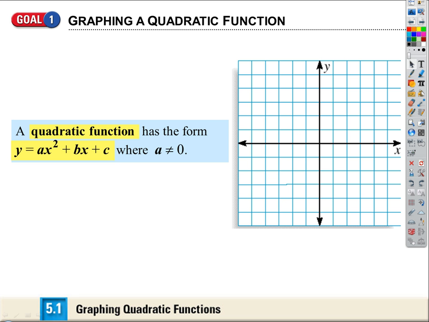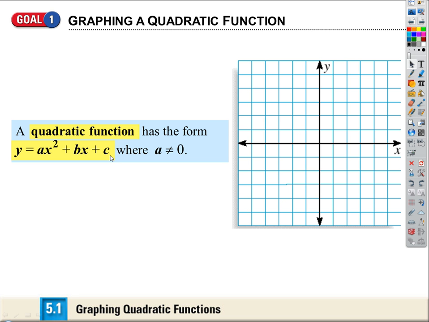So a quadratic function in what we might call general form or standard form. It's called both. I think the newer books tend to call it general form instead of standard form. But it really is standard form. As we'll see next chapter, it's really just a polynomial in standard form. It has this form: y equals ax squared plus bx plus c. And in order for this to be quadratic, a can't be 0.